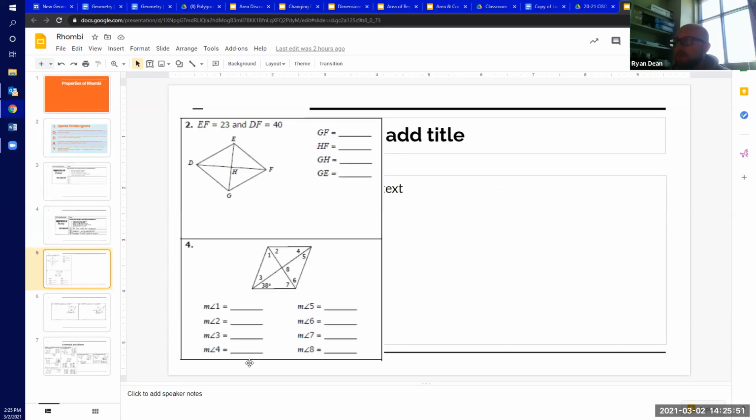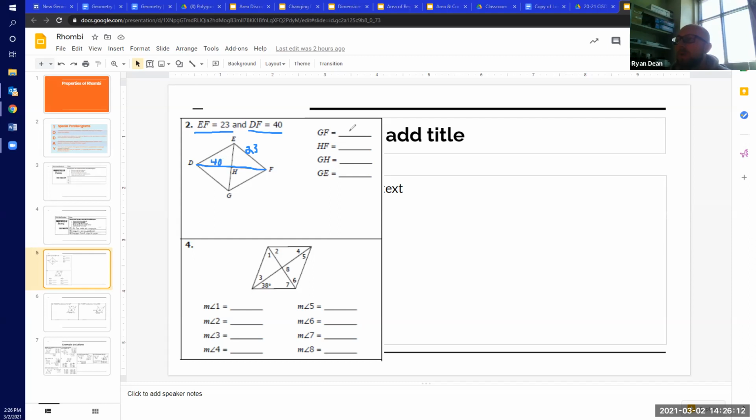All right, so this first example here, we're going to go ahead and fill in what we know. This is a rhombus. So EF is 23. DF is 40. So this length here is 40. We're going to fill in the rest.